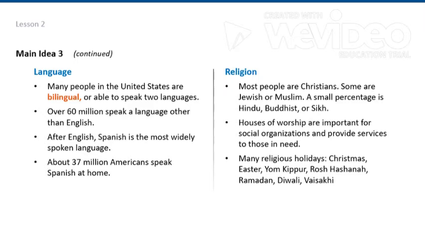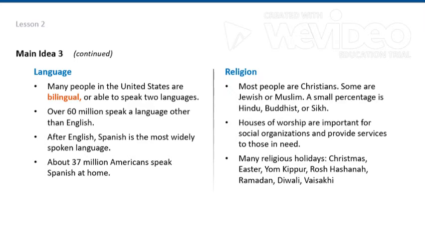Religion. Americans also practice many religious faiths. Over time, people with different religious beliefs have come to the United States and brought their religious traditions with them. The majority are Christians, as were the first European colonists. However, some are Jewish or Muslim, and a smaller percentage are Hindu, Buddhist, or Sikh. Religious groups are important social organizations. Your community might have Christian churches, Jewish synagogues, Islamic mosques, Hindu temples, or Sikh gurdwaras, as well as other places of worship.